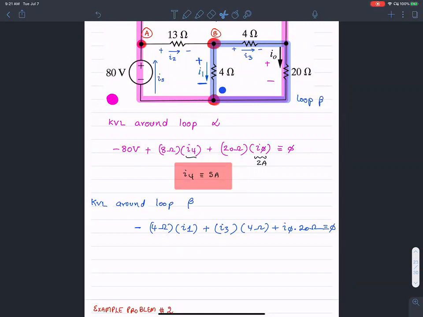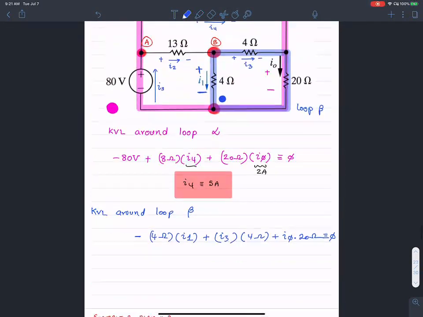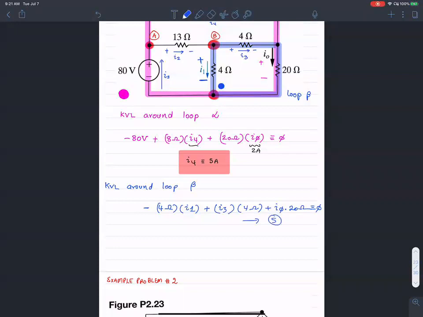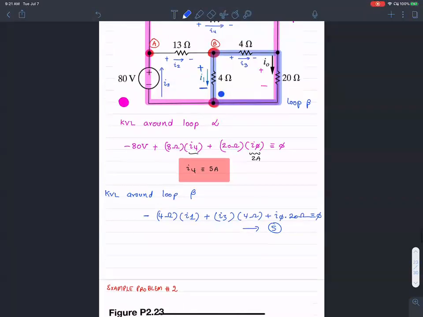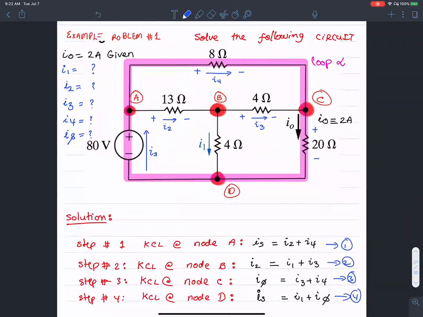Okay, so I4 was found to be 5 amperes. And if you solve these five equations together, it's very straightforward to get the values for I1, I2, I3. When you solve that, you should see I1 equals 7 amperes, I3 is negative 3 amperes, I4 is 5 amperes, I2 is 4 amperes, and IS is 9 amperes.